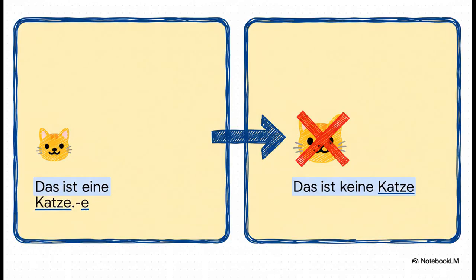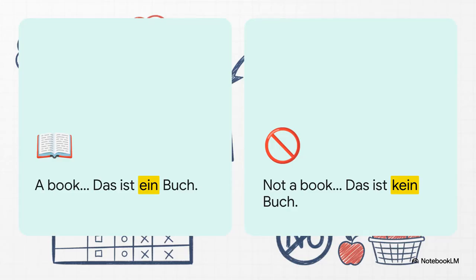And for a feminine noun, that is a cat is Das ist eine Katze. Remember that E ending for eine? Well, to say that is not a cat, you just add the K right to the front. Das ist keine Katze. That E ending stays right where it is. The pattern holds beautifully. And for neuter, you guessed it, just like masculine, it's a simple swap. Das ist ein Buch becomes Das ist kein Buch. The pattern is so consistent, right? Masculine and neuter are the same for ein, and they're the same for kein.